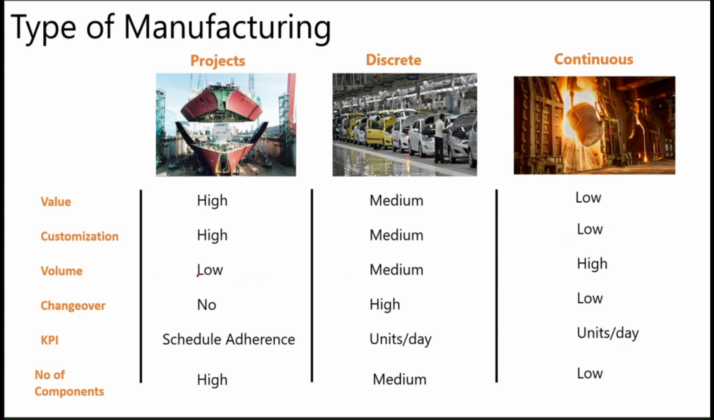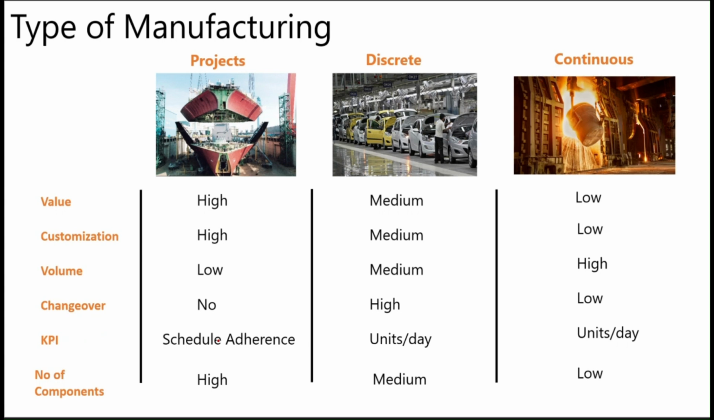In terms of volume, it's very low for projects because you might be manufacturing only one or two ships or aircraft in many months. So the volume is low. Discrete, the volume is medium, and continuous volume is very high because production keeps on happening. Changeover for projects is basically none because you just make one product. Discrete is high, continuous it's low.